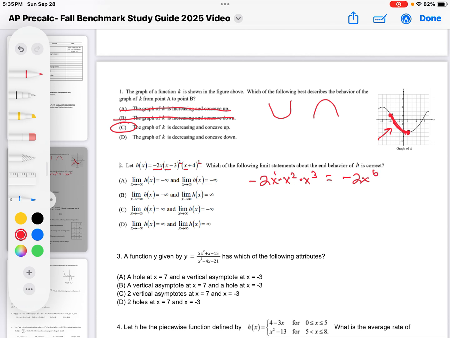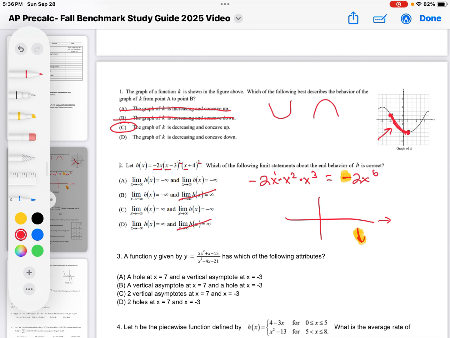All right, so our leading coefficient is negative, okay? And when we see that, we automatically go to the right side of the graph and point downward. So a negative leading coefficient points down to the right. That means the limit as x goes to infinity is going to go to negative infinity. So I know it can't be this one or this one.